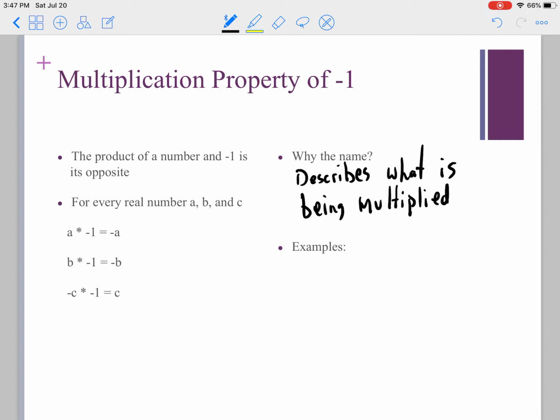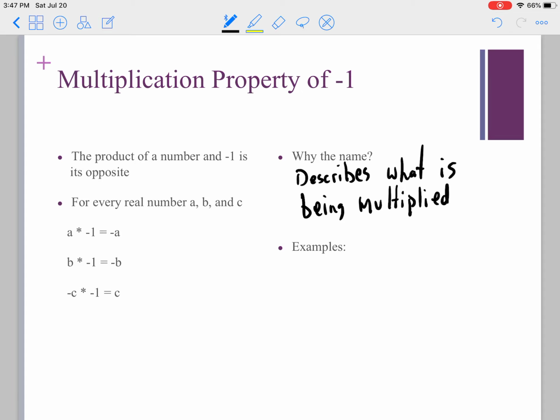So we have to be able to say, I use the multiplication property of negative 1. I use the commutative property. I use the associative property. And we've got to have a methodology for associating the names of the properties to what they are actually representing and what they are doing when we use them in an equation.